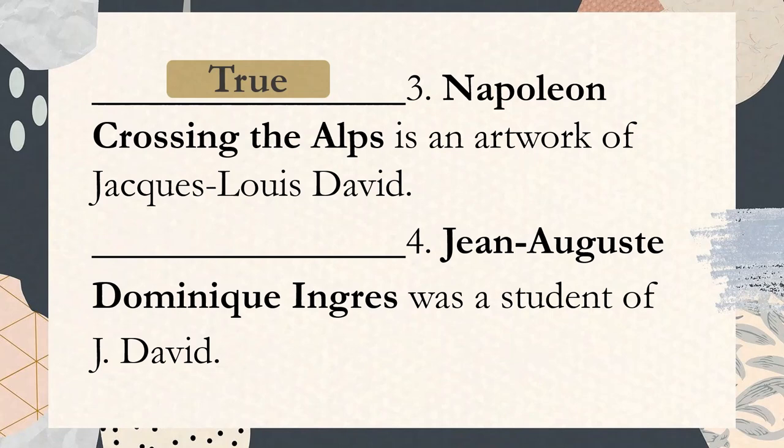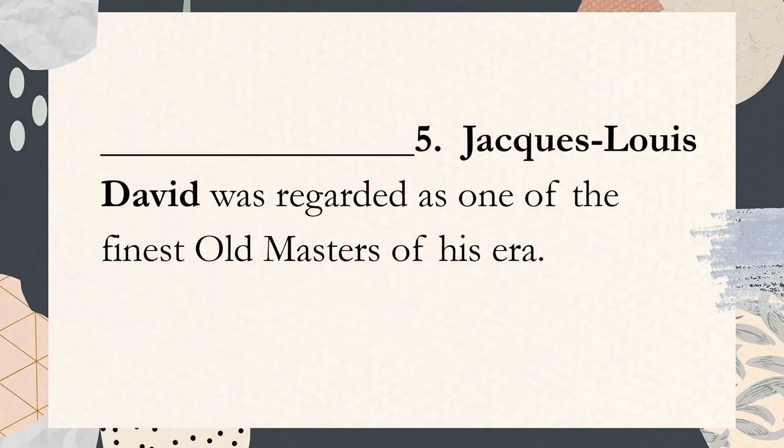4. Jean-Auguste Dominique Ingres was a student of J. David. True or false? The correct answer is true. 5. Jacques Louis David was regarded as one of the finest old masters of his era. True or false? The correct answer is false.